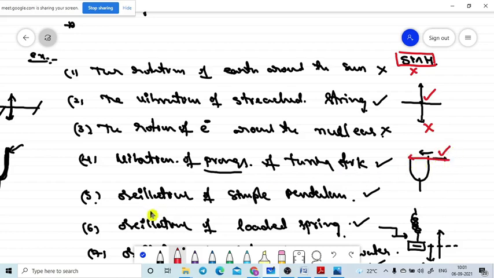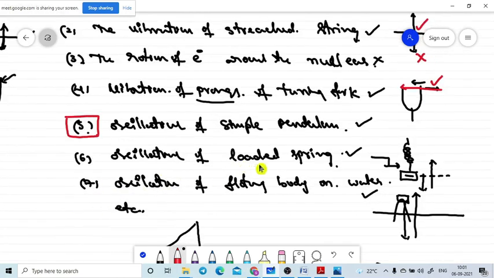Oscillation of the simple pendulum, is it simple harmonic motion? You may get confused. Keep it aside. We will discuss this separately. I will come to that portion also. The oscillation of the loaded spring is a simple harmonic motion. Yes, sir. Oscillation of a floating body on the water is a simple harmonic motion. Done. So these are simple harmonic motions.